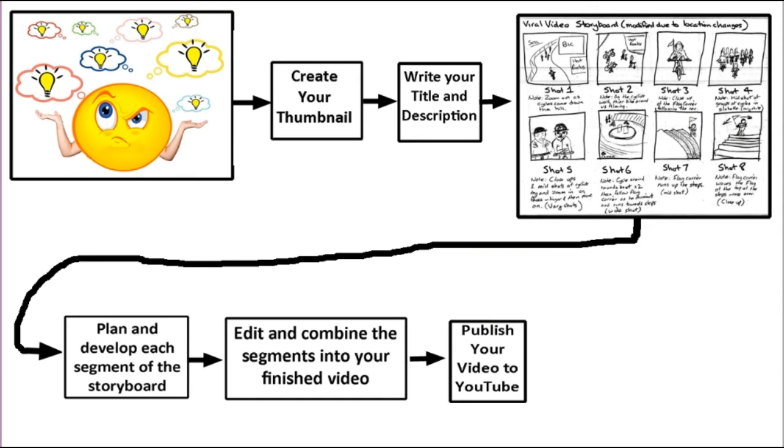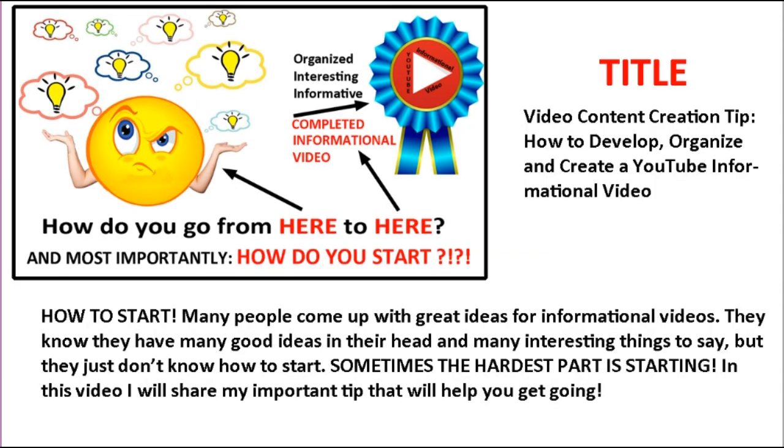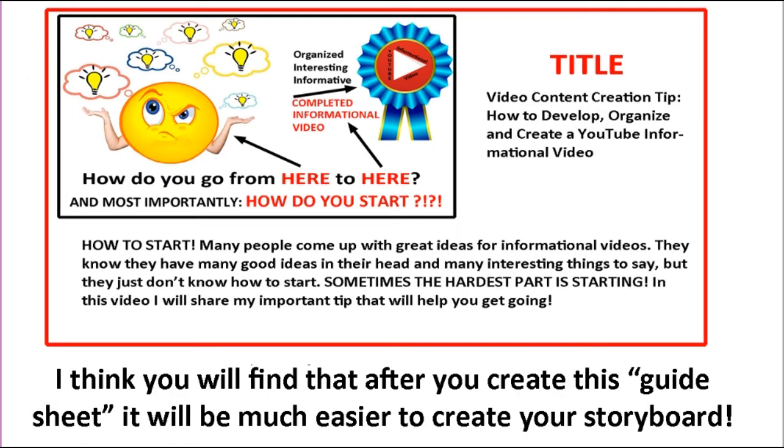So that's what I actually did for this video. I thought, well, if I'm going to write a video about how to do this, I better follow my own method, or that would be kind of hypocritical. So I actually did that. The first thing I did was I created this thumbnail, and I spent a fair amount of time thinking about and creating this thumbnail. Once I created this thumbnail, I found it was easy to create the title and the description. And then once I did that, I found it was easier to create the storyboard. So I think you will find that after you create this guide sheet, as I will call it, it will be much easier to create your storyboard. At least it is for me.